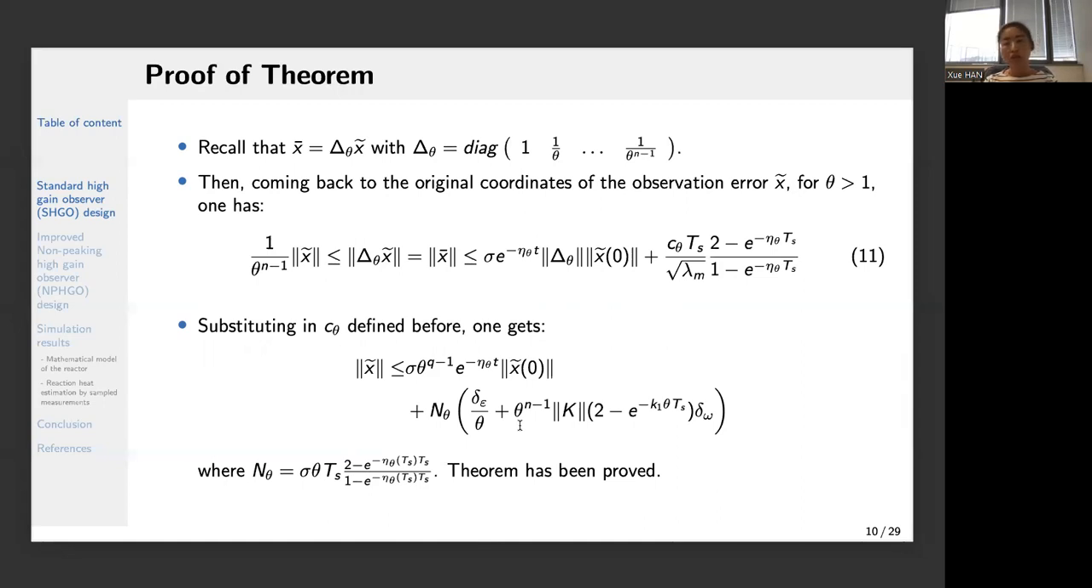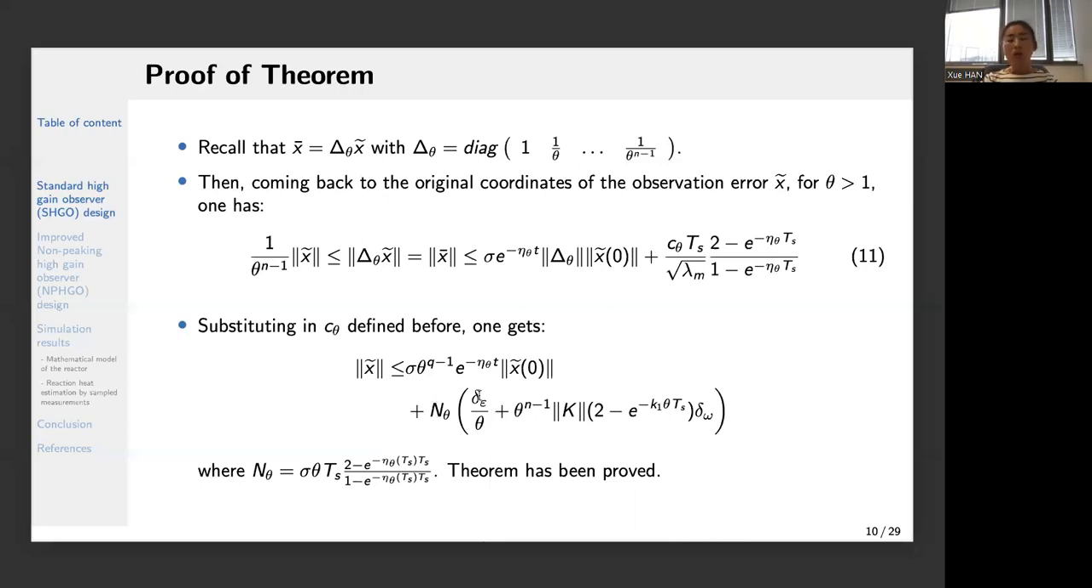So it is also the convergence of our observer. And we can see that when T is very small, that means the sampling interval tends to 0, then e to the power of minus eta theta times T will converge to a constant, and the function c theta will also converge to a constant.